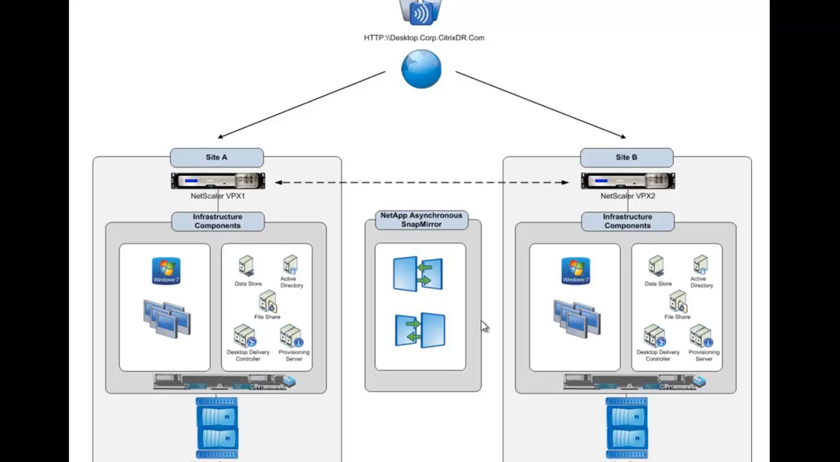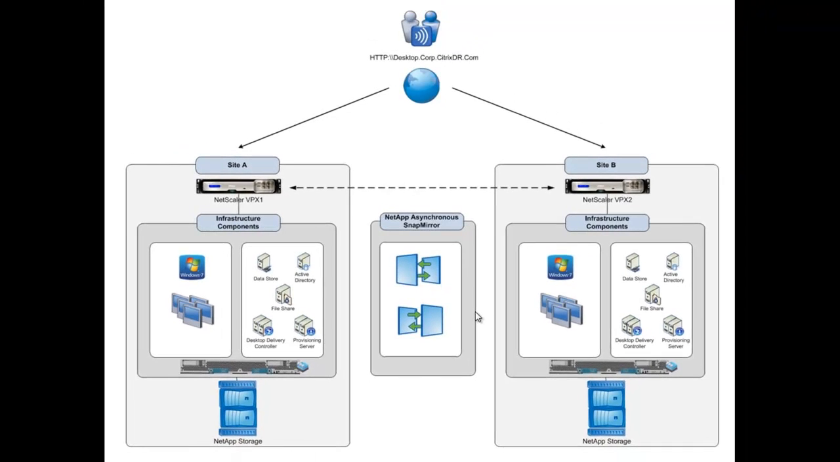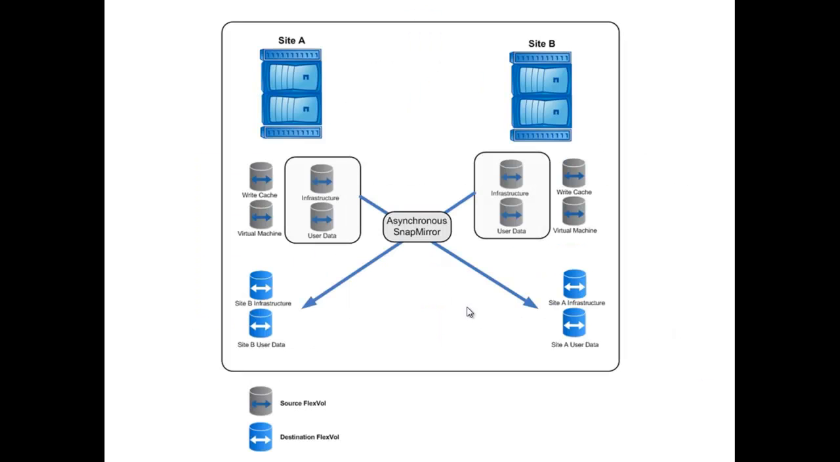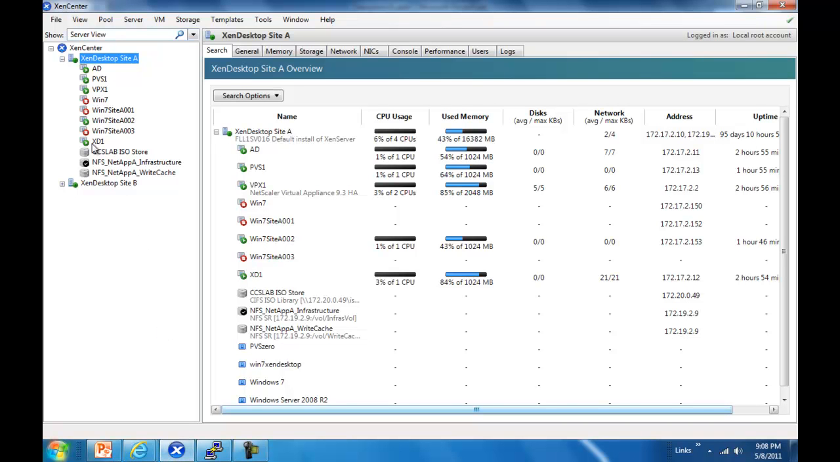We're utilizing the NetScaler VPX for our inter-site availability, and then we're using the NetApp asynchronous SnapMirror for our storage replication. So here we see the replication. We've got an infrastructure volume and a user data volume at each site that's being replicated with asynchronous SnapMirror to the opposite site.